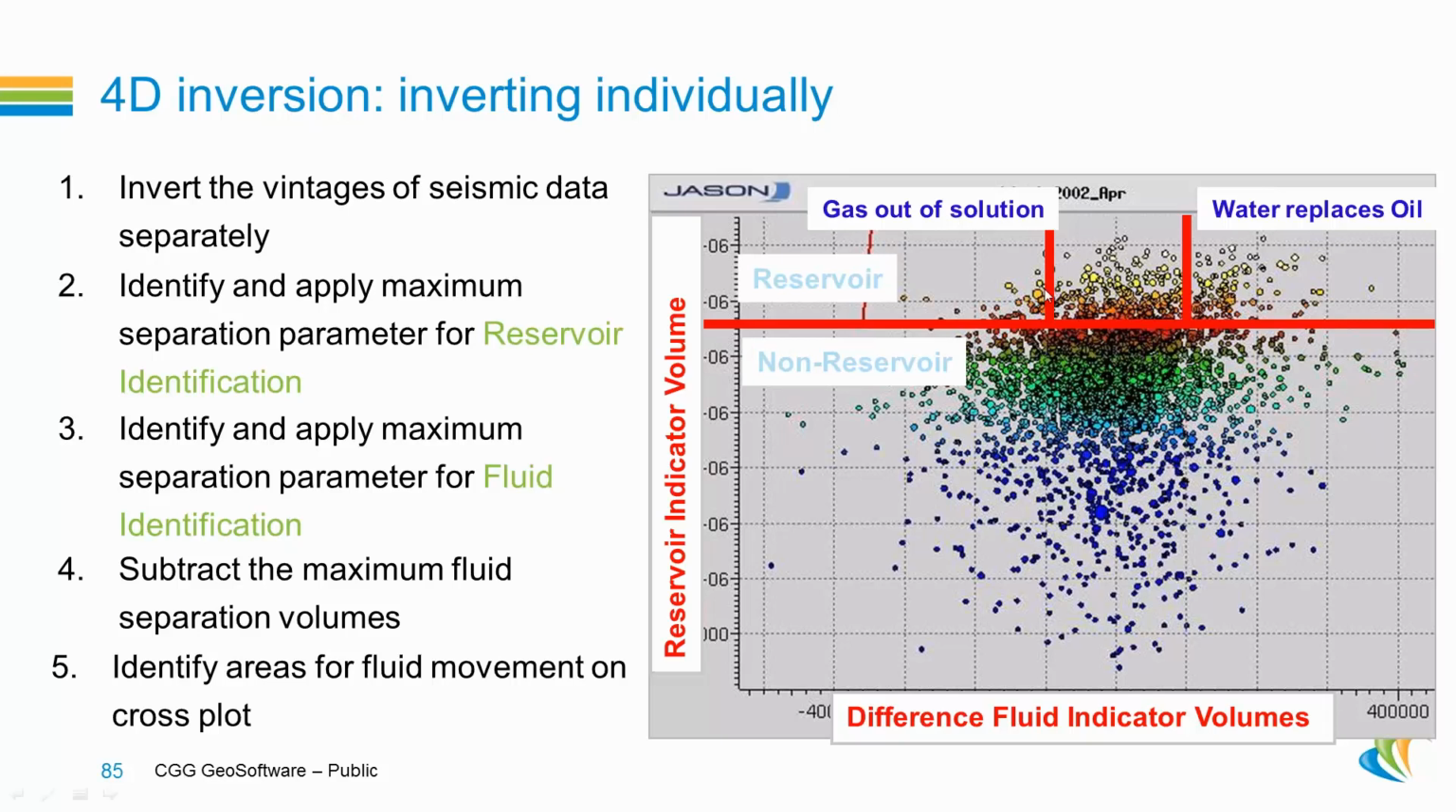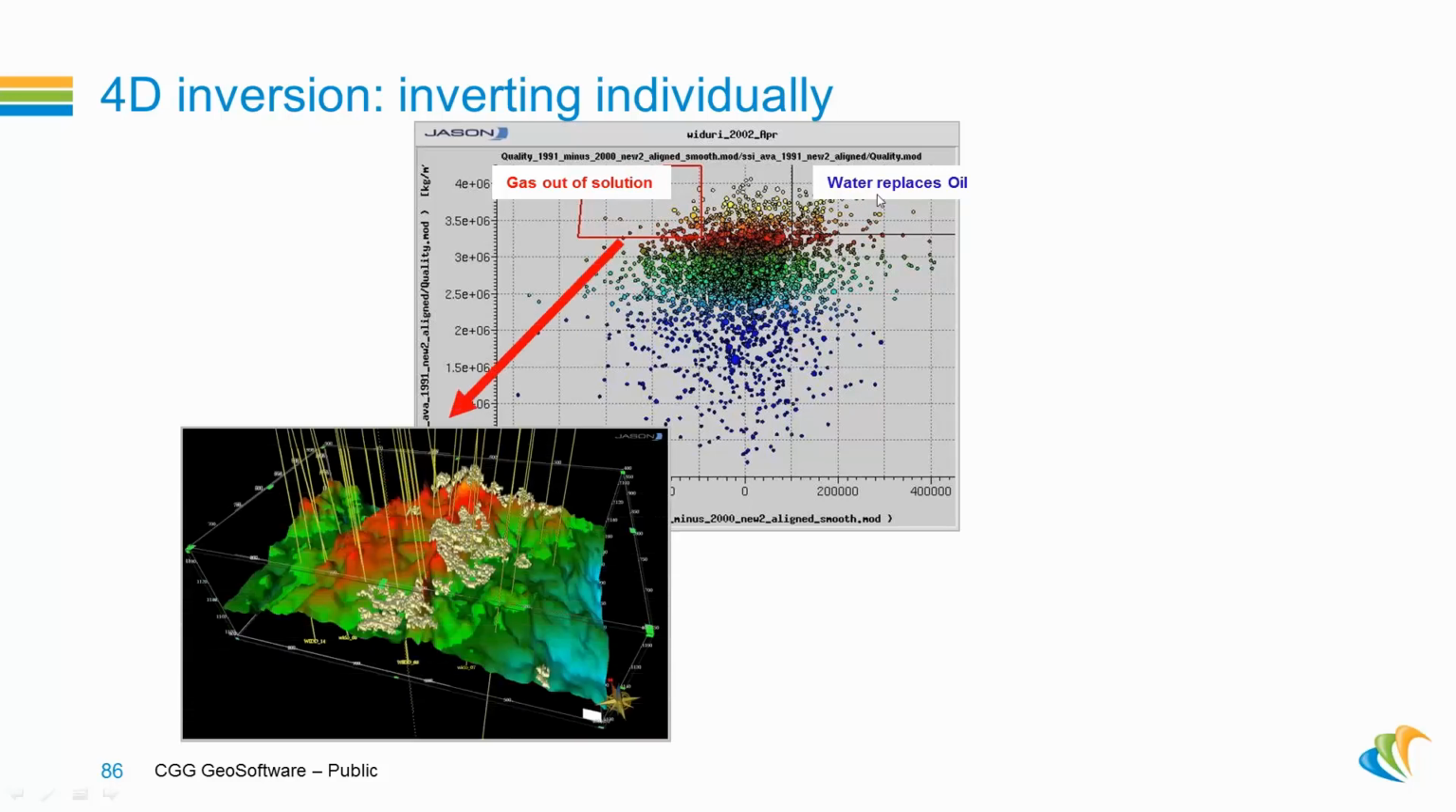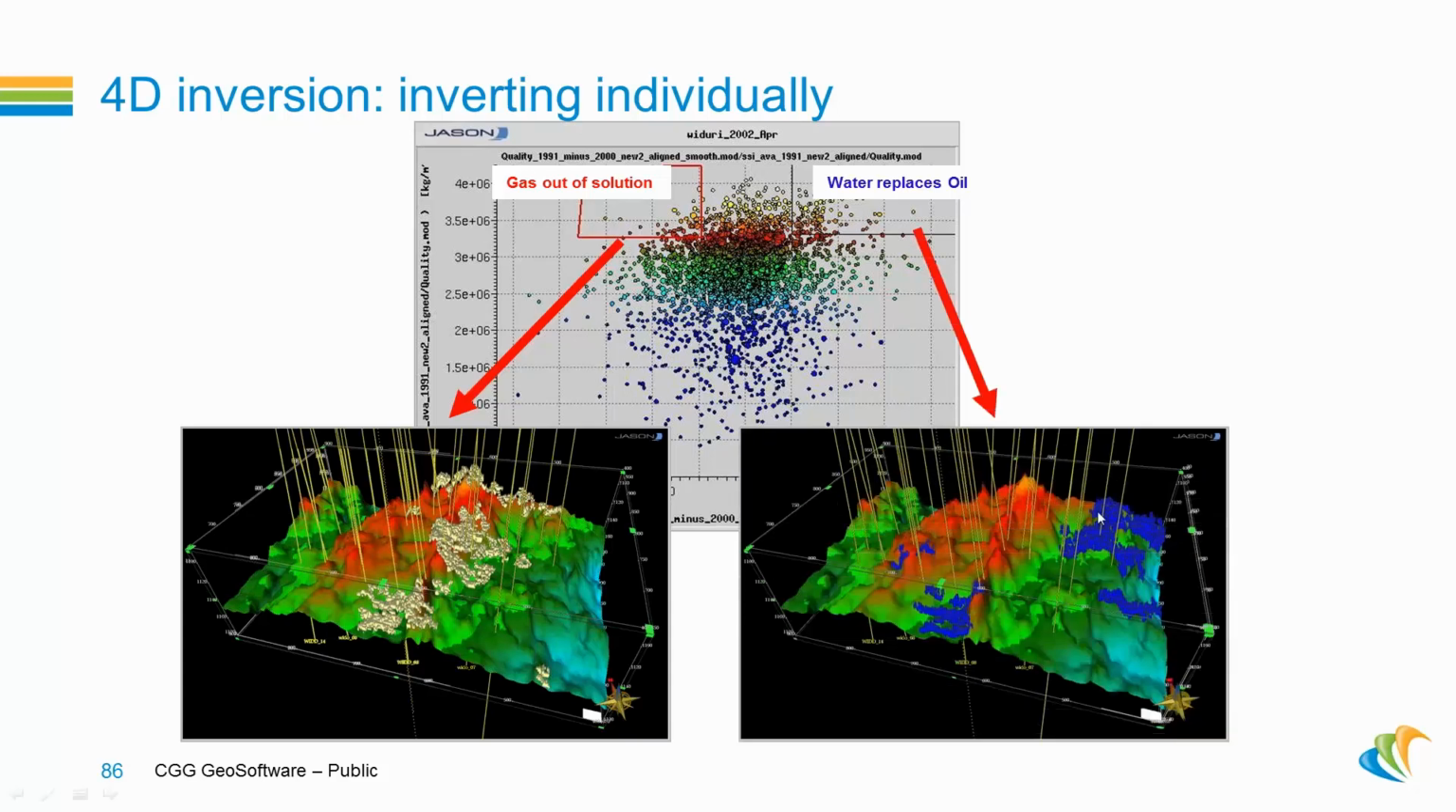Then we can find some areas that, for example, for this case, if I go to the next slide, this part is a gas coming out of solution, and this place is water replacing oil. So if you capture those bodies in the 3D viewer, you can see that these are the locations of the gas out of solution, which wells also confirm. And on the right-hand side, which is water replacing oil, the water comes to the reservoirs, and this is also confirmed because water injection was ongoing in the field.